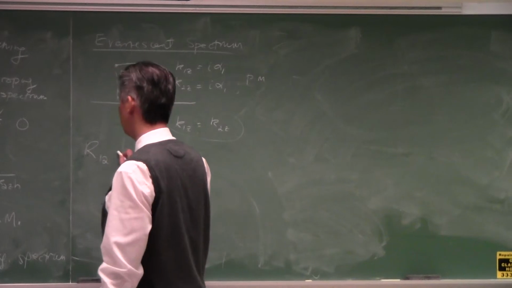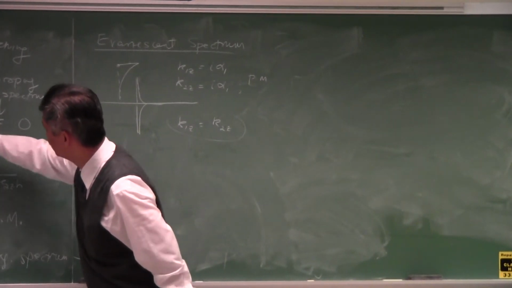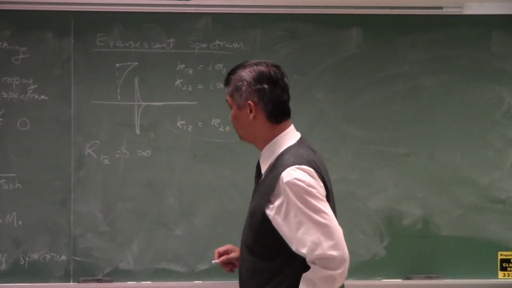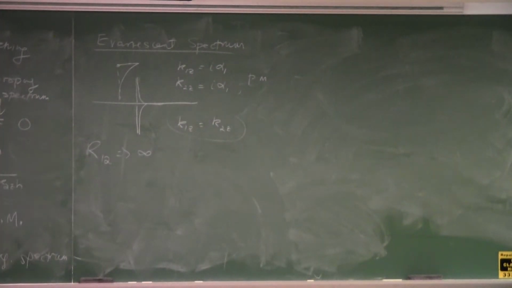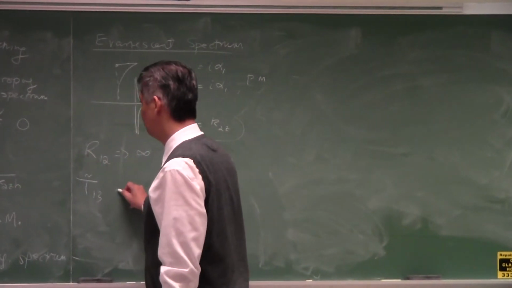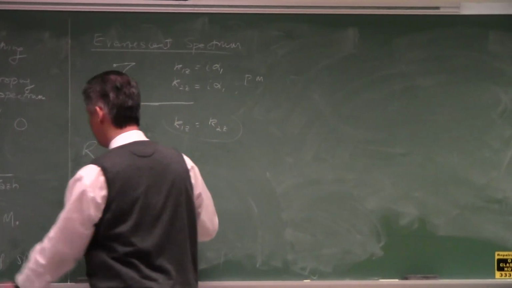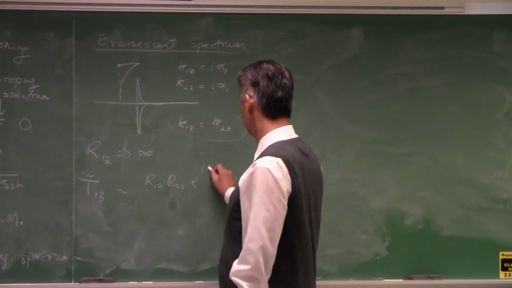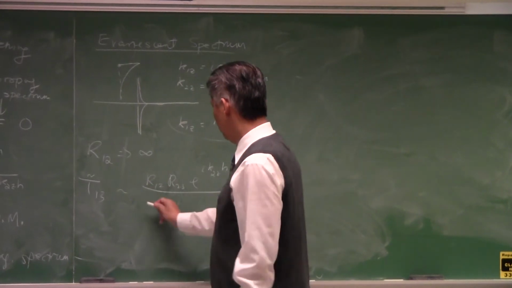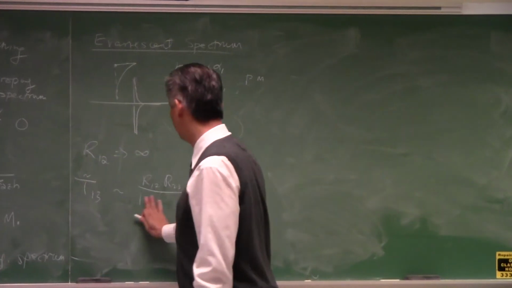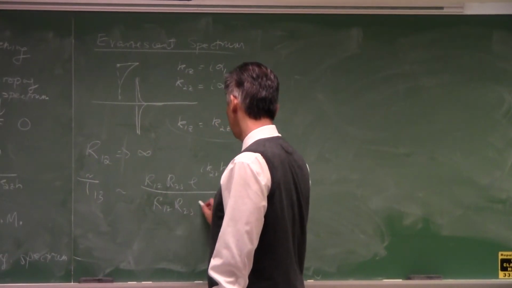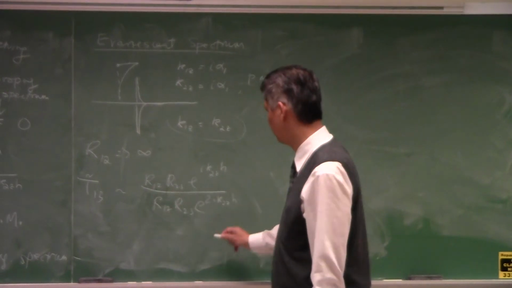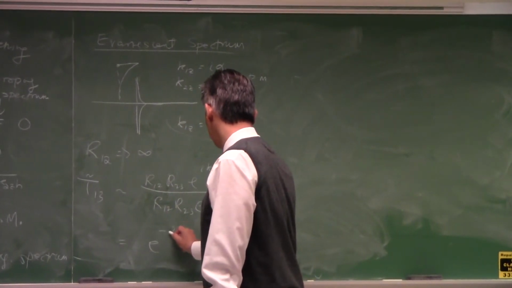And then in that case, you can see that if this is equal to that, then it's the denominator that goes to 0 now, so R12 tends to infinity. If R12 tends to infinity, you will see that this T13 tilde is dominated by R12 R23, which tends to infinity and is much, much bigger than 1. So I can drop the 1 over there. It's R12 R23 e to the 2i k2z h. These are very large numbers. They cancel each other. So the final answer is minus 2i k2z h.